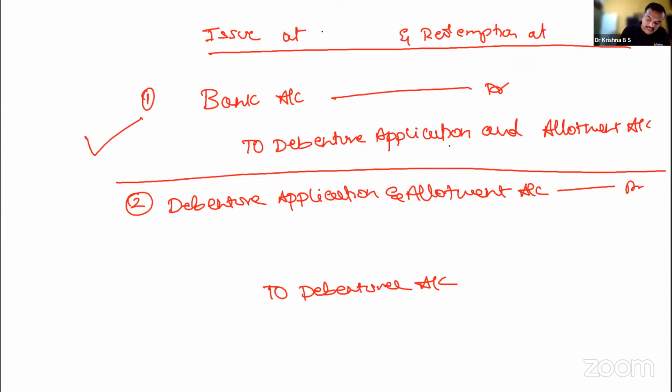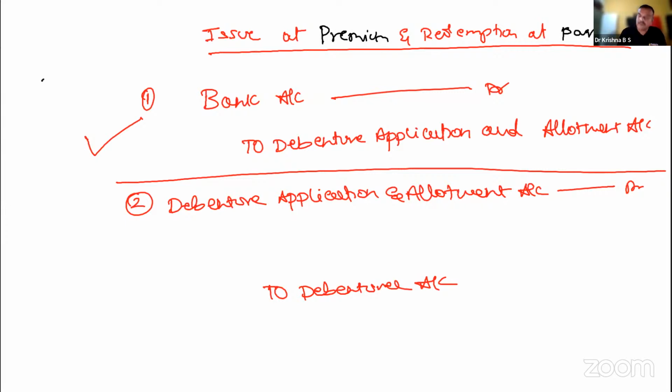So case number 3: issued at premium and redemption at par. Correct? What is the first journal entry? Same as before: bank account debited to debenture application and allotment account. The first entry is the same. In the second entry there is a little change.